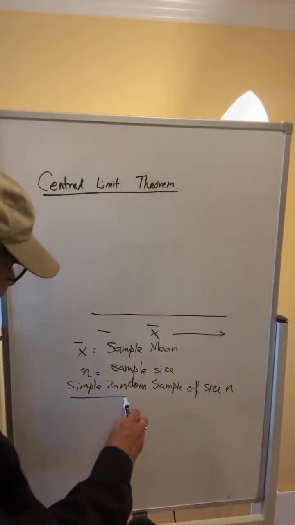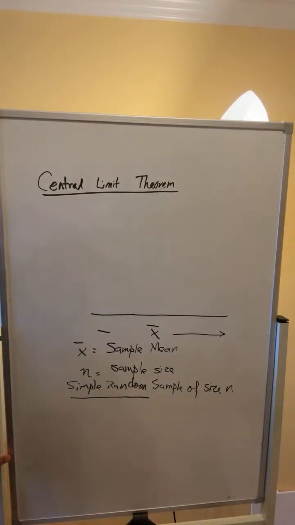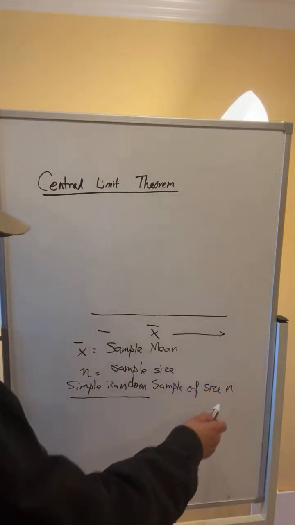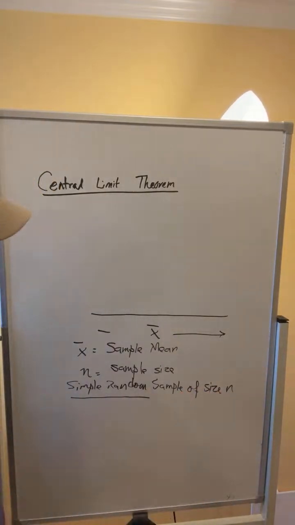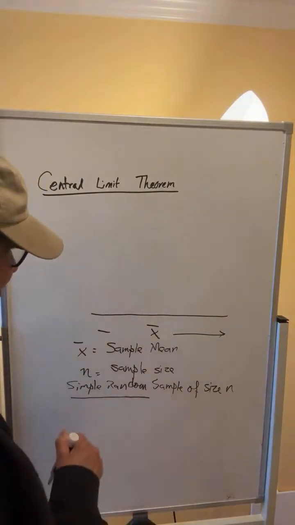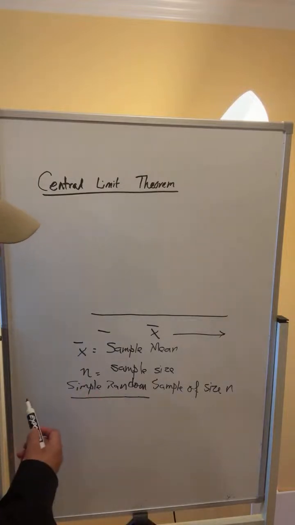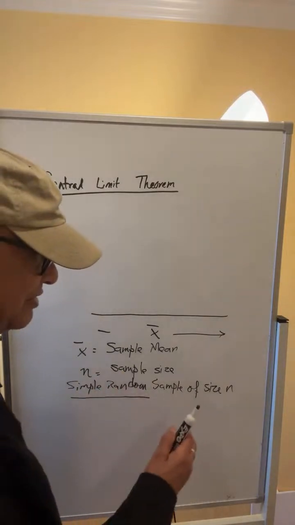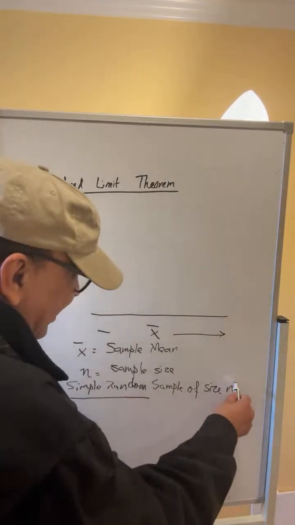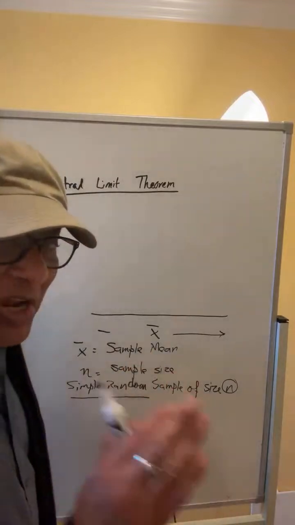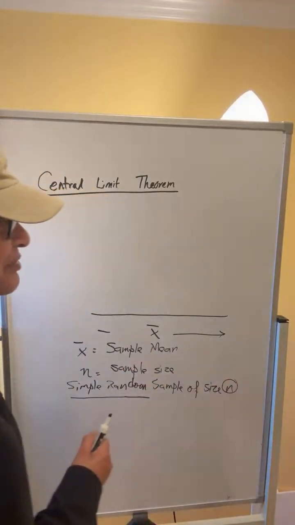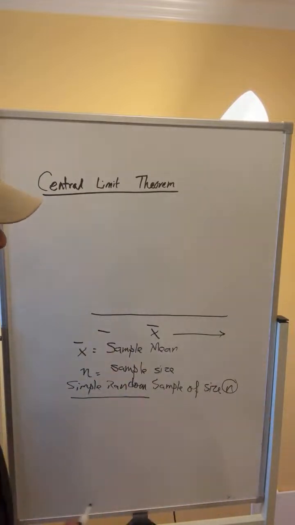Simple random sample is important. What does it mean? It means all samples of size small n selected from that population have an equal chance of getting selected. Okay, so that's what a simple random sample is. So we get many samples of size small n, and we get many values of X bar. Remember, there will be many samples of size small n drawn from a population.